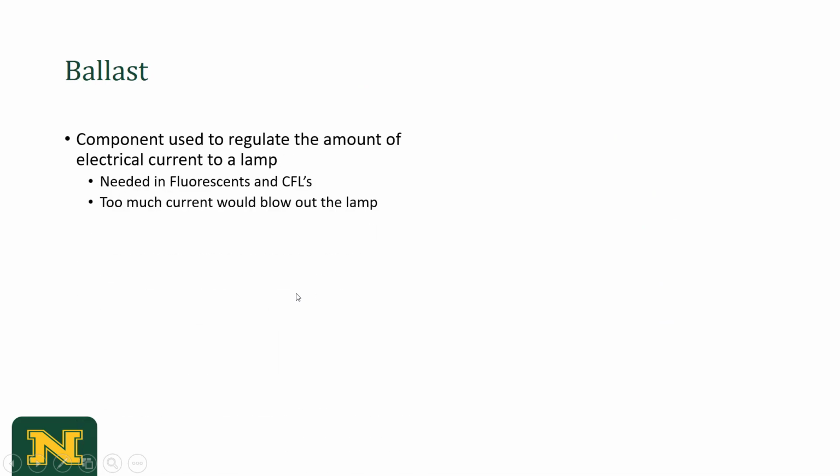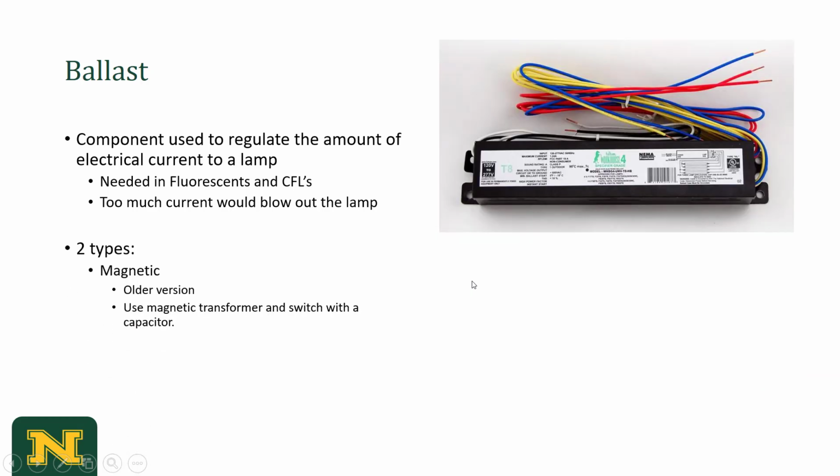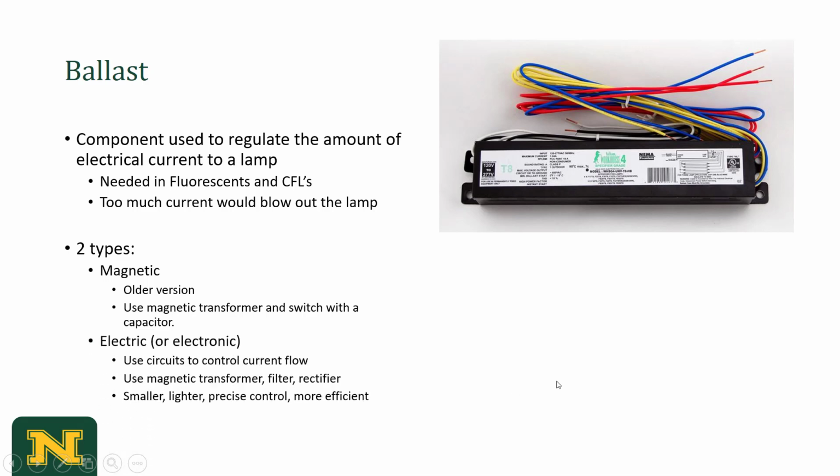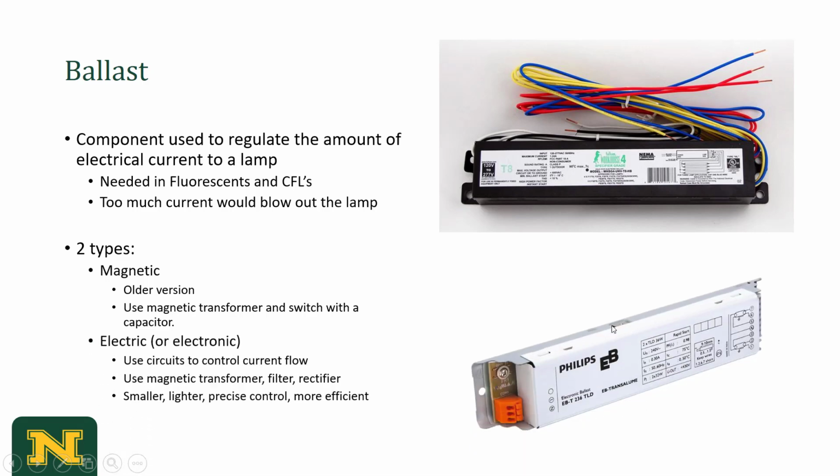All right, I mentioned ballast a couple times. Your ballast is a component that regulates the amount of electrical current that comes into a lamp. Your fluorescents and CFLs need that ballast. Too much current would blow out the lamp without your ballast in place. A couple different types: magnetic, which is shown here, and electric or electronic, which is shown here. These are a lot more common nowadays, just a more modern form of technology.